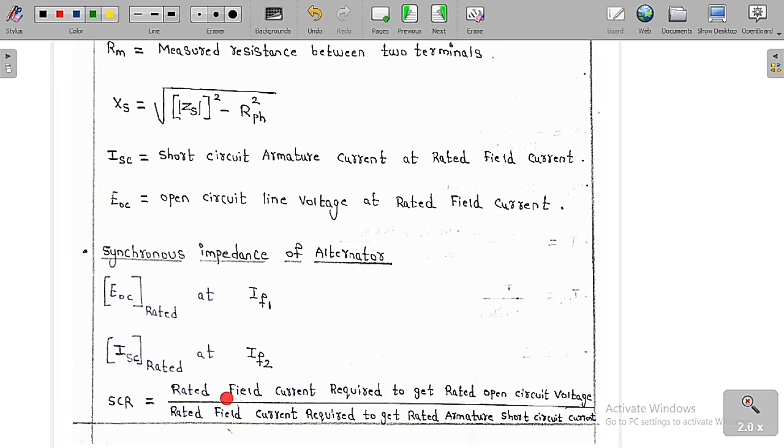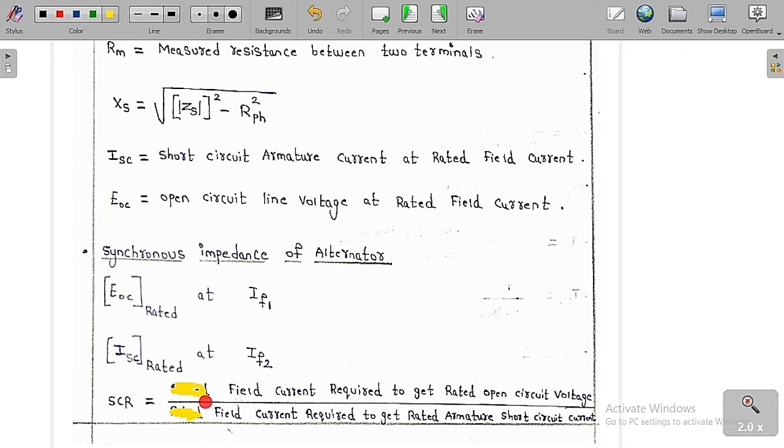You can just use the symbol field current, not the rated value, because both are different. It may be the same or it may be different. Therefore we can say that SCR is nothing but the ratio of the field current required to get the rated open circuit voltage to the field current required to get the rated armature short circuit current.